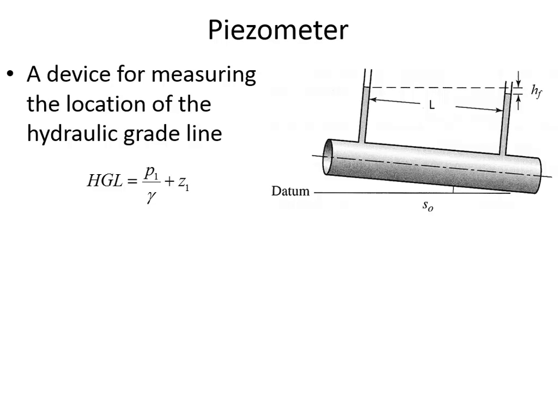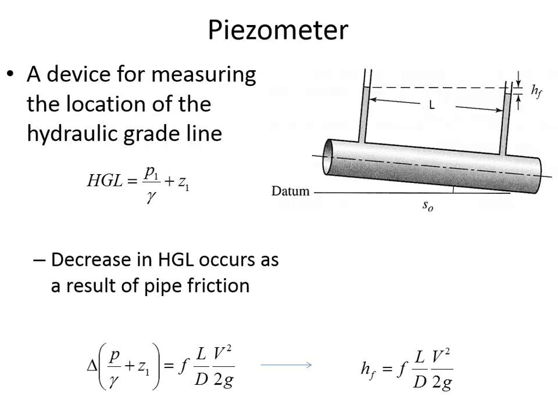But here we're just talking about a piezometer, and so the way that you can find the hydraulic grade line is by connecting the dots between piezometer readings. And so it's the pressure head and the elevation head. Now, you can have a change in the sum of these two terms, and if you have a sloped pipe, then you need to keep track of the change in elevation separately from the change in pressure.